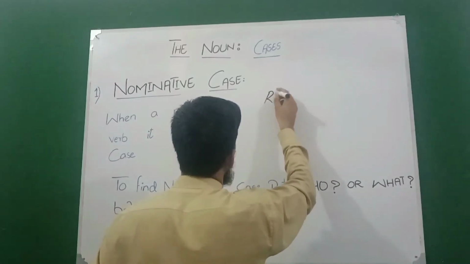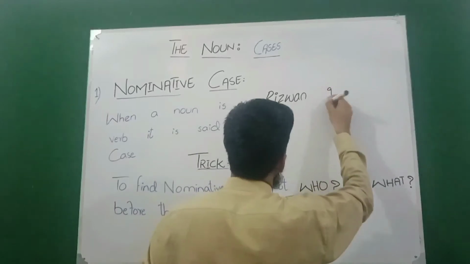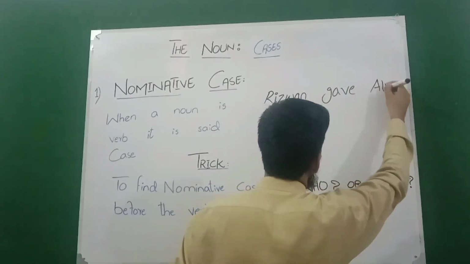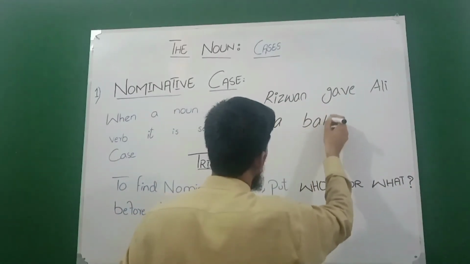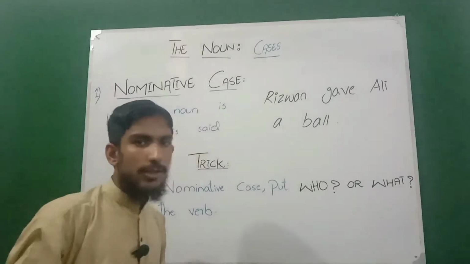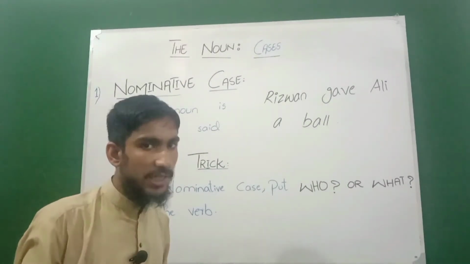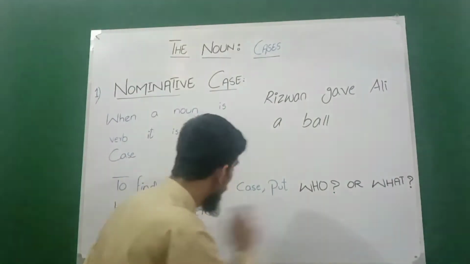Rizwan gave Ali a ball. So as I mentioned, what is nominative case? Nominative case is when a noun is used as the subject of the verb. And to find nominative case, you should put who or what before the verb.